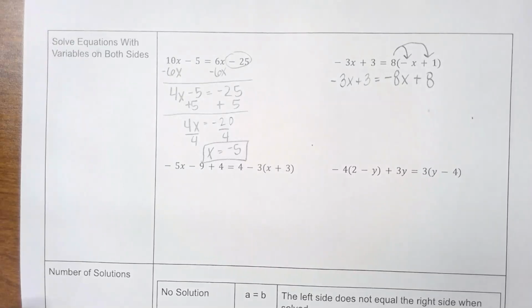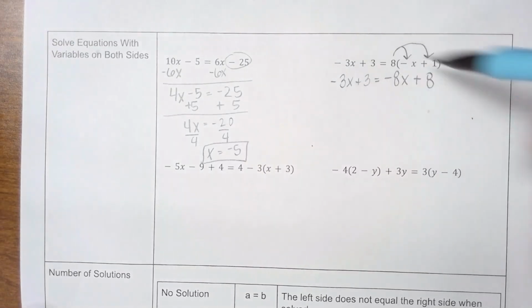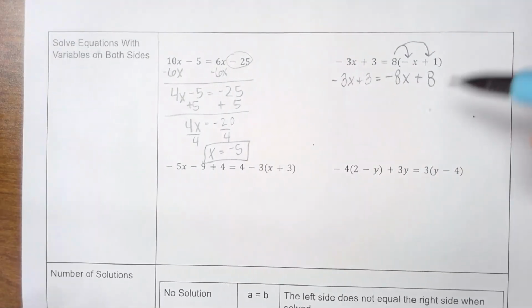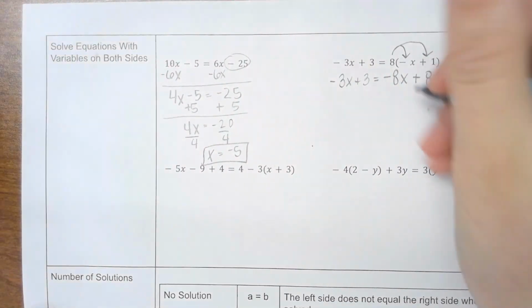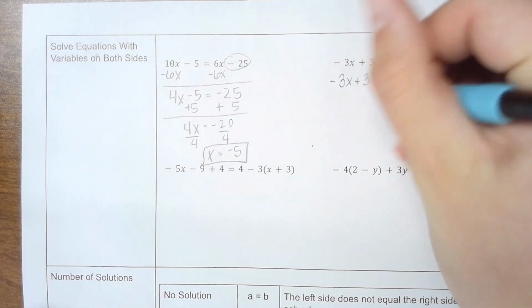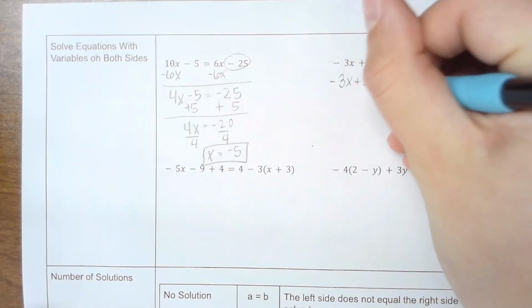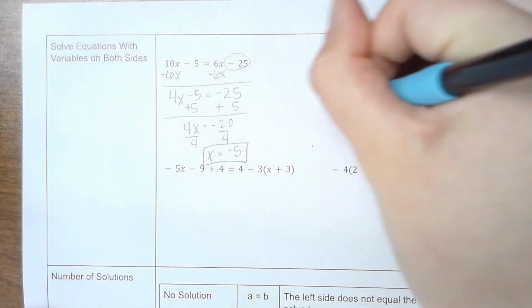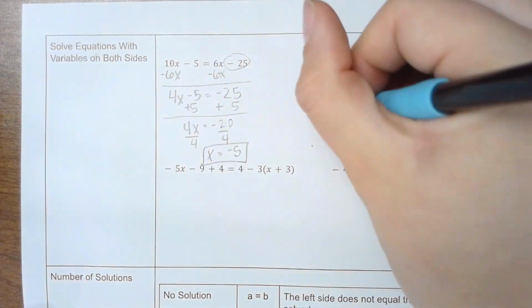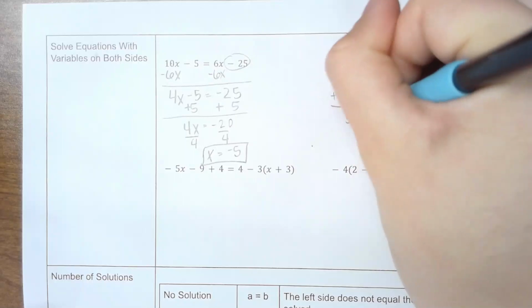And notice how after I do the distributive property, everything is now simplified, so I can start moving my x's to one side and moving my constants over to the other side. So I'm going to move this negative 8x over here, so the opposite of a negative is a positive, so I'm going to add 8x to both sides. And this will leave me with 5x plus 3 equals 8.